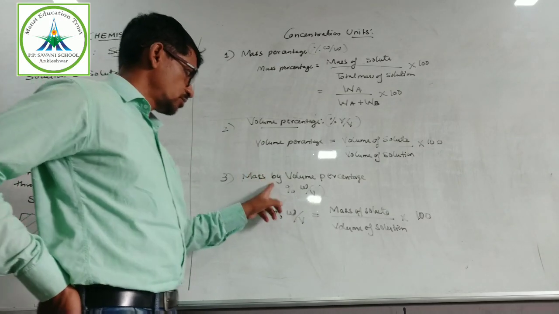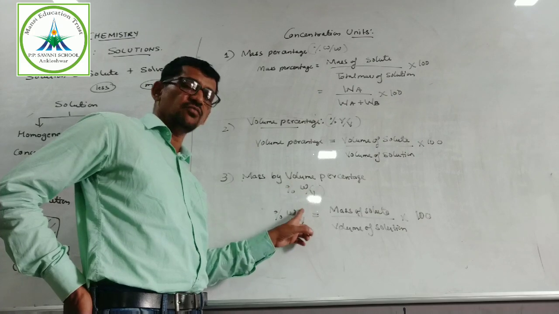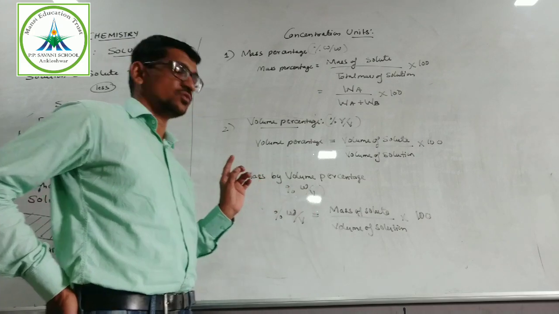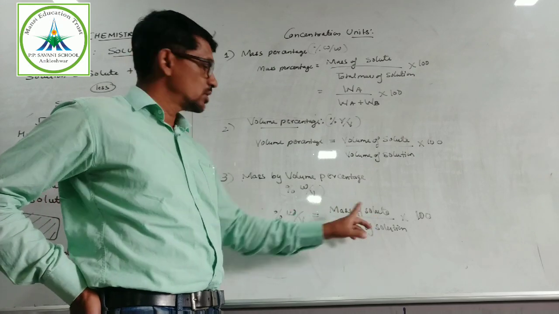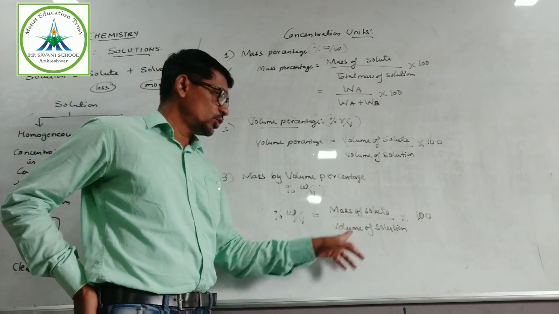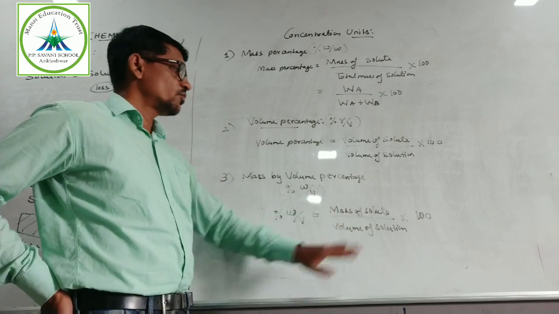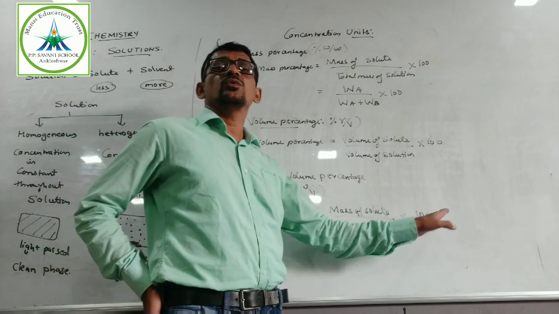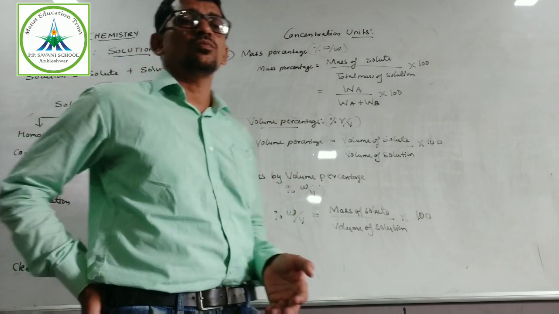Similarly, mass by volume percentage, percentage W by V. Weight by volume, that is mass. So percentage weight by volume is equal to mass of solute upon volume of solution. So your mass, your weight we have to take, and your volume we have to take, into 100. That is the percentage weight by volume.